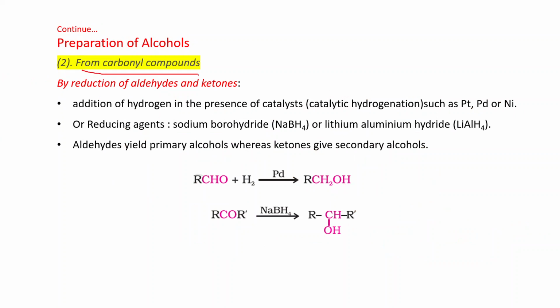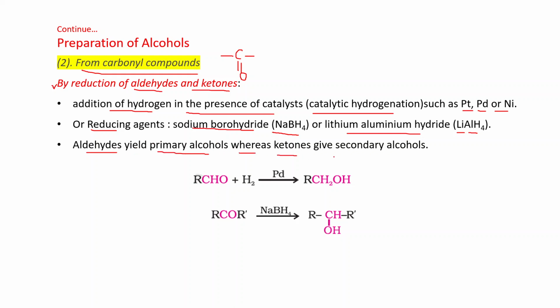Now next, from carbonyl compounds. I think you remember what this carbonyl compound is. This is a carbonyl group. Compounds containing this group are known as carbonyl compounds, and examples are aldehydes and ketones. That's why by reduction of aldehydes and ketones we can get alcohols. Reduction takes place by addition of hydrogen in the presence of a catalyst, that is catalytic hydrogenation, and the catalyst can be platinum, palladium or nickel. You can also use other reducing agents like sodium borohydride, NaBH4, or lithium aluminium hydride, LiAlH4. Aldehydes yield primary alcohols, whereas ketones give secondary alcohols.